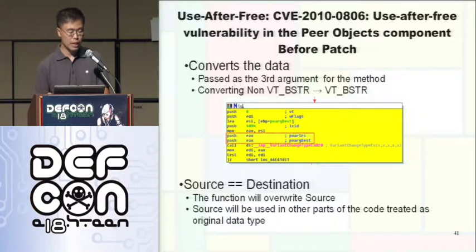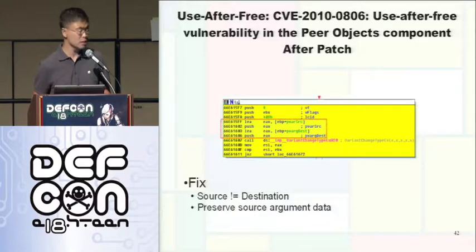So they are just changing the type of the variant variable from source to destination, and they are using the same one, and it will destroy the original data, and it will cause the use after free bug. They are fixing it by just using a different argument for the destination. So they are just allocating a local variable, and using it as the destination for VariantChangeTypeEx.